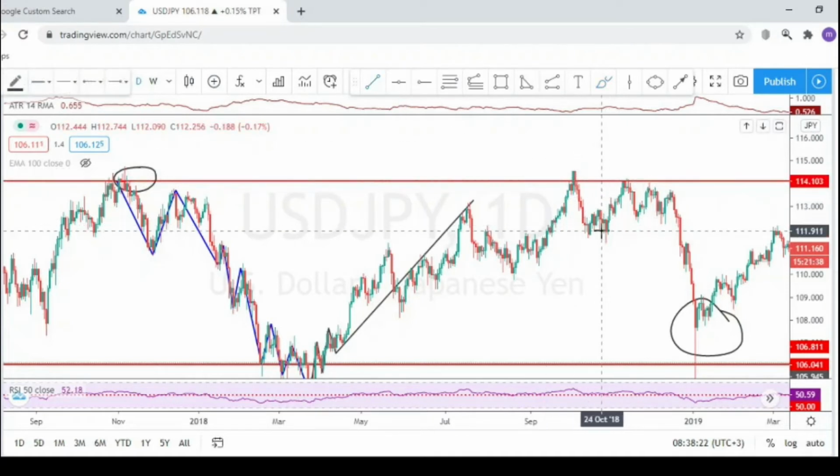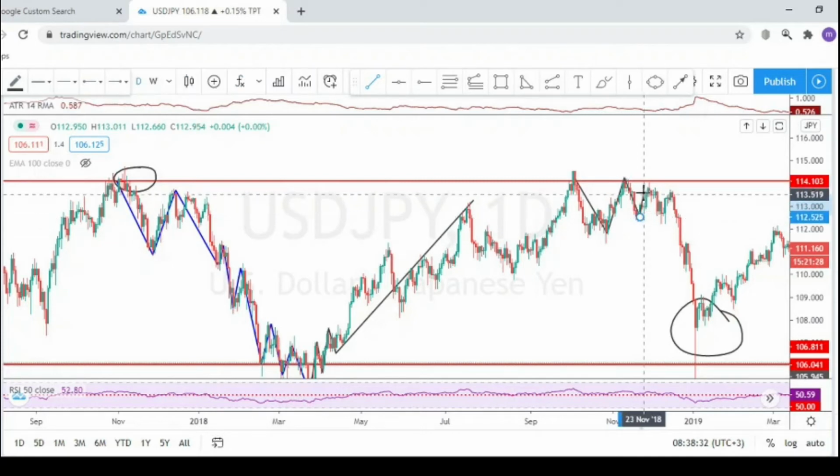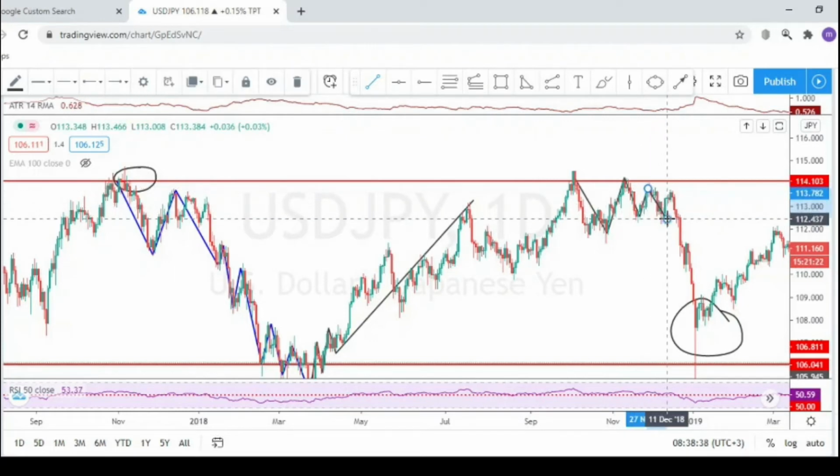So this market came here, tested this and was rejected down, pushed down here, that made this sign, then came here.